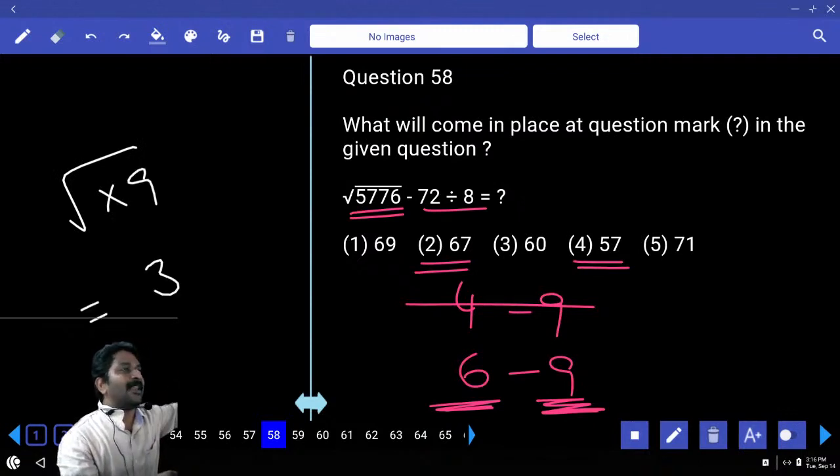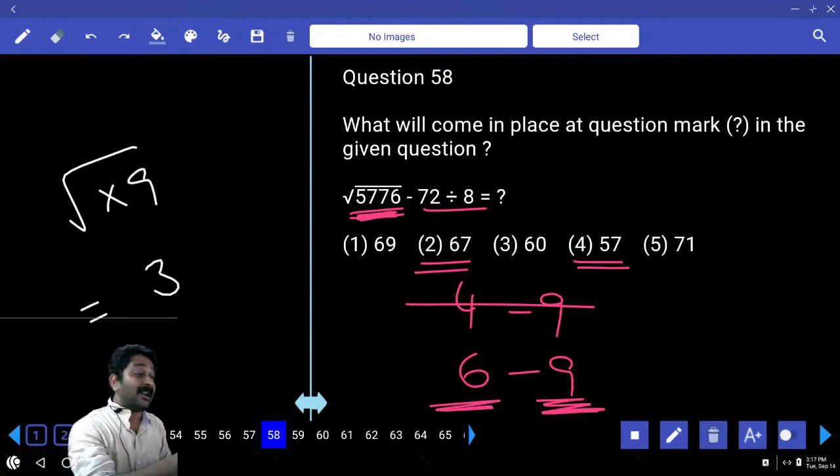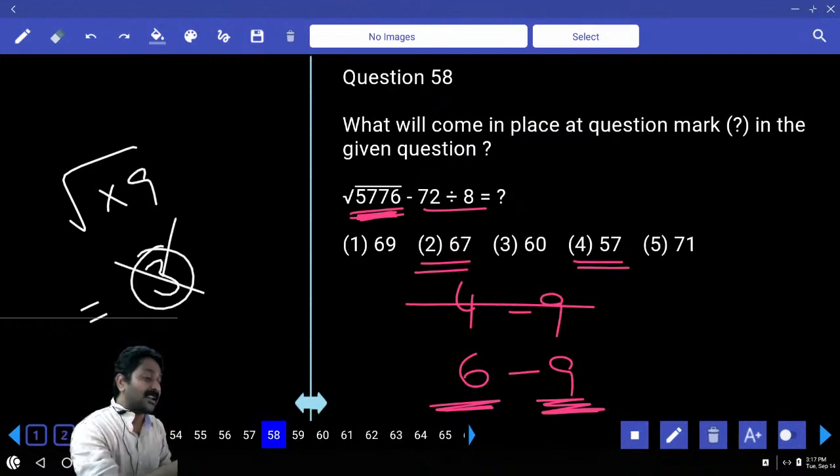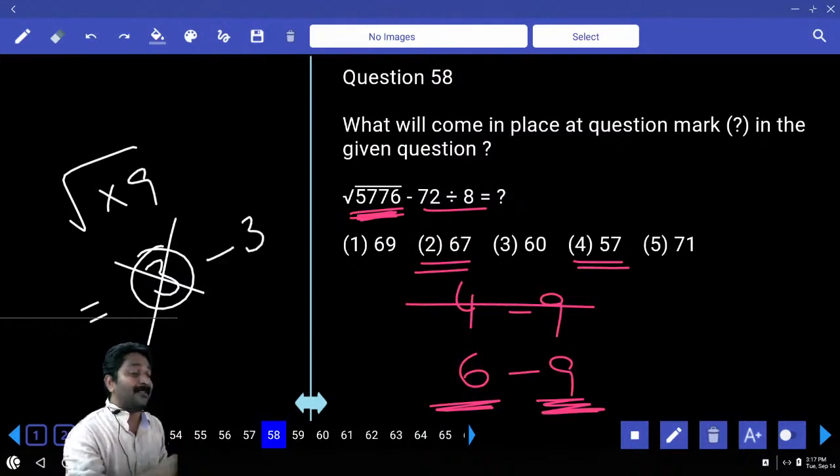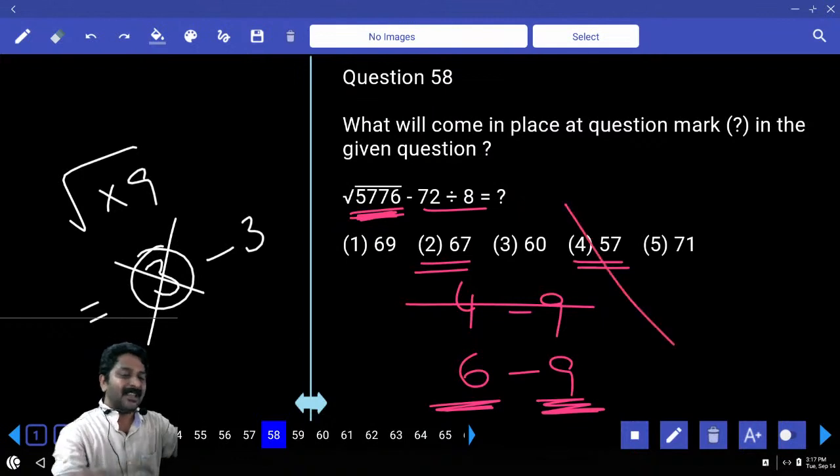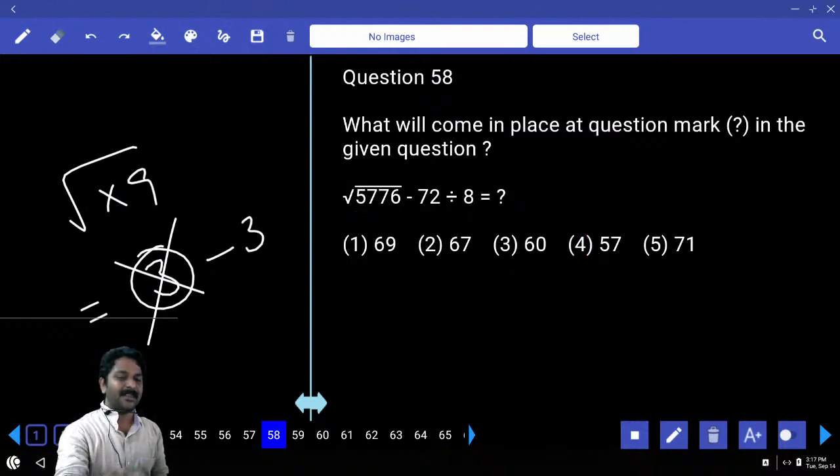Is your under root value 9 multiple? Say yes or no. Is your under root value 5776 9 multiple? Then your original number is not 3 multiple. Non-3 multiple minus 3 multiple will give you non-3 multiple answer. Second option, final answer.